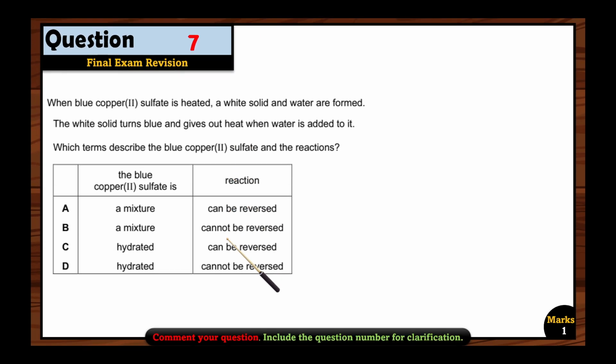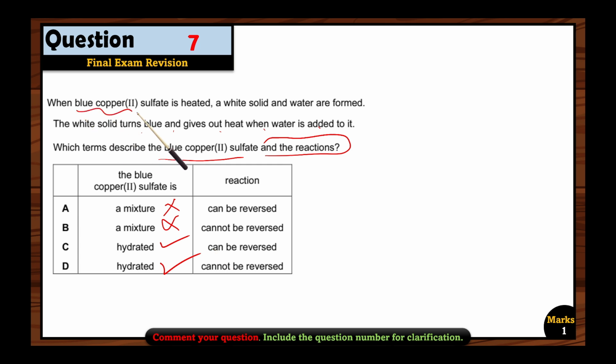Question 7. When copper sulfate is heated, a white solid and water are formed. The white solid turns blue and gives out heat when water is added to it. Which term describes the blue copper sulfate and the reaction? So what is blue copper sulfate actually? Blue copper sulfate is not a mixture. Actually, it's a hydrated salt. So hydrated is the right option because water is added or removed.